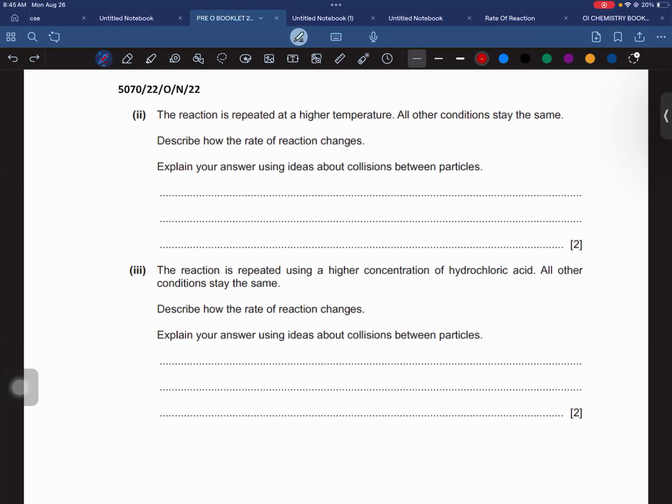The rate of reaction increases due to more frequent and energetic collisions between the particles. Exactly. So basically, when you increase the temperature, the particles move faster as they gain more kinetic energy. So they would have more successful collisions. That's why I can say that the rate of reaction is going to increase.